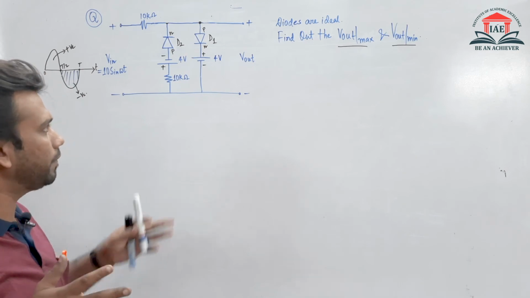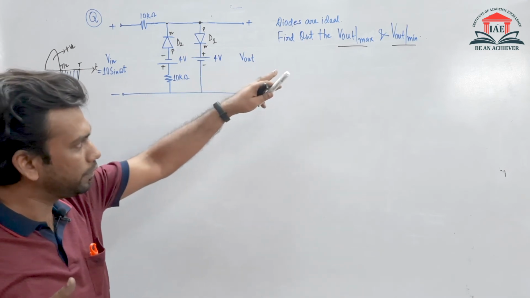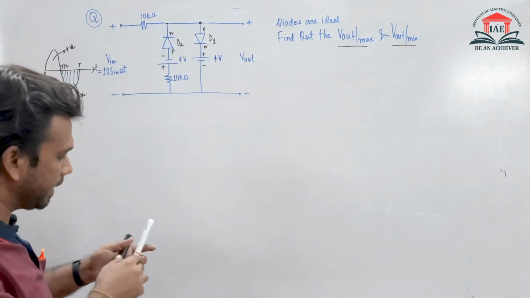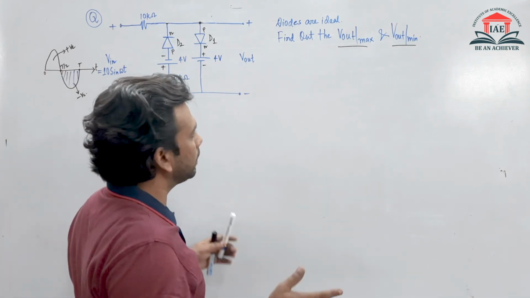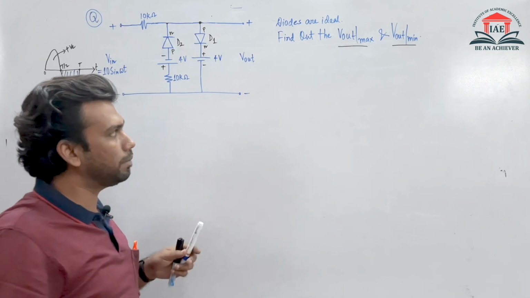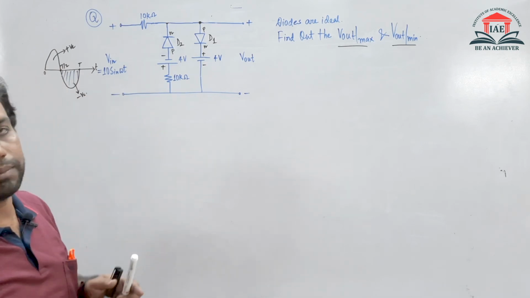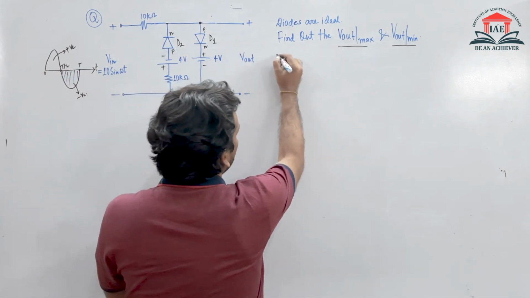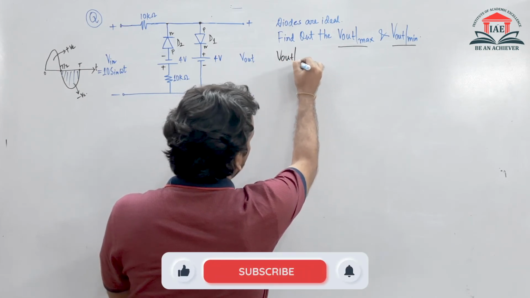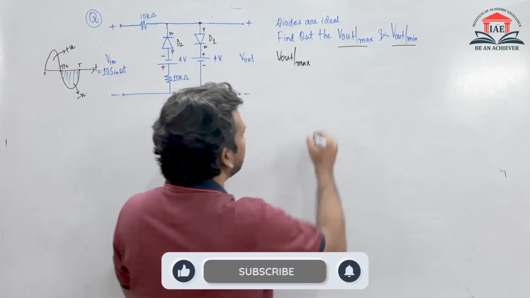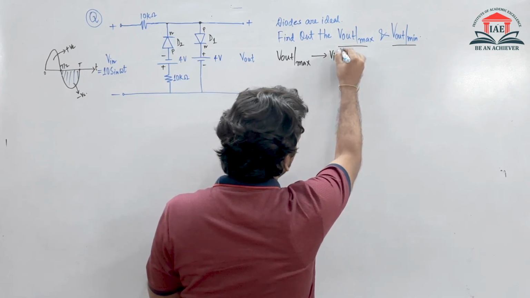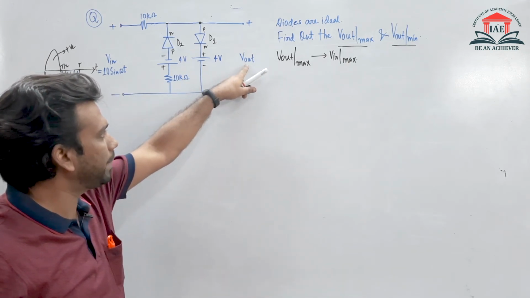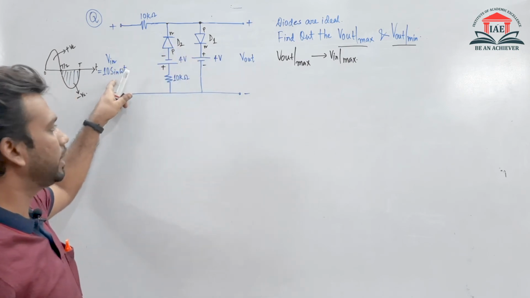This is procedure 2 of calculating the output voltage maximum and minimum without the help of the transfer characteristics. If I don't want to draw the transfer characteristics, how can I find the maximum value and the minimum value of the output voltage? The first thing you need to understand is that this output V0 will have its maximum value only when my input value is maximum. This output voltage will get the maximum value whenever the input voltage is at its maximum value.